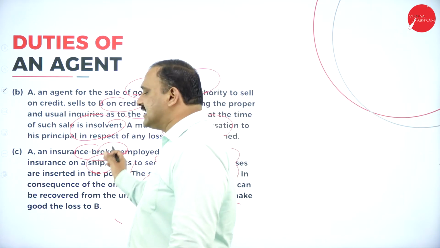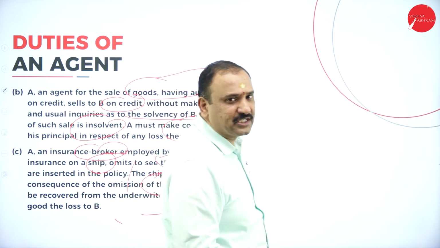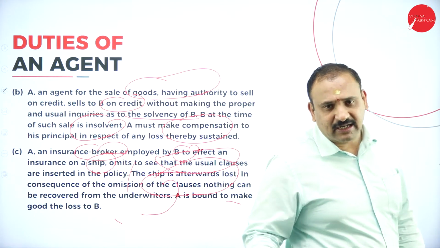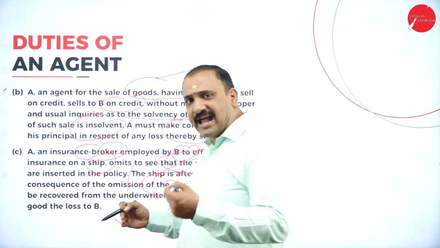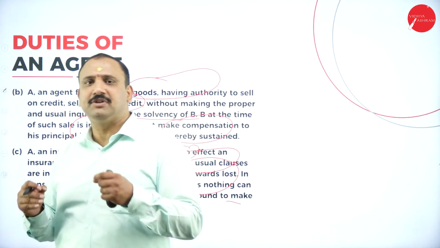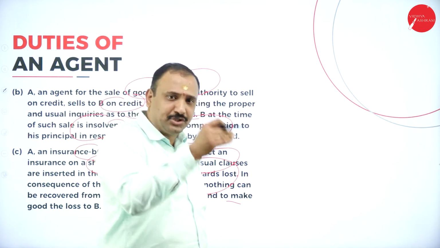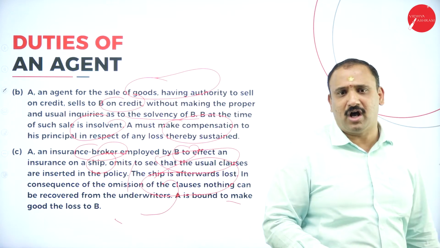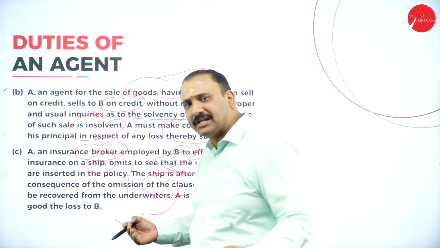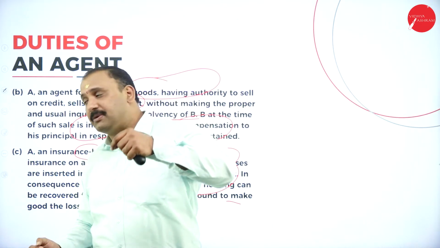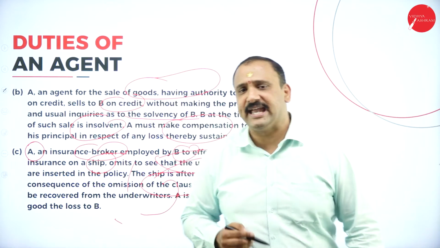Now what happens? A is an insurance agent who has been appointed by B in order to make an insurance for the ship. As per bad luck, the ship gets completely lost, and when it happens, A did not take care of making the proper clauses which need to be written, which need to be shown to the underwriter. So now when B goes to the insurance company and claims for the loss, the underwriters say that no clause was made, there was no proper documentation made. Now it becomes the responsibility of the agent to repay the principal. This is what the case is all about.